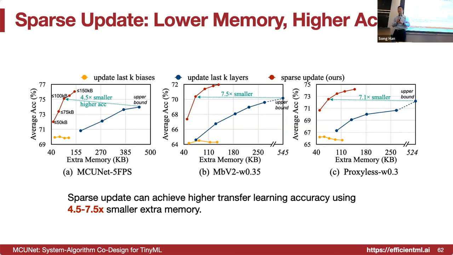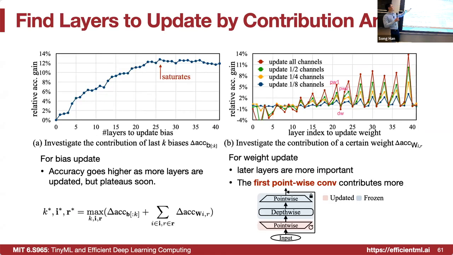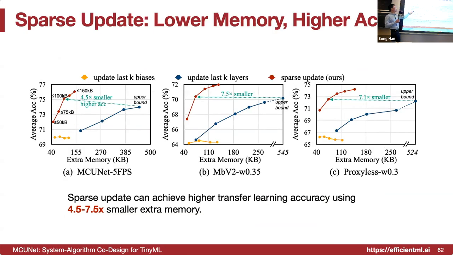So how come for the biases here it's either flat or even decreasing, but in the previous slide, updating biases... Actually, the previous one is showing the relative accuracy gain. You can also see some fluctuation. Updating more layers does not necessarily give you higher accuracy. Sometimes there's also such a dent, where updating one more layer actually gives you worse accuracy. But the range is not too big. It's similar here, where they roughly fall at around 70% accuracy.